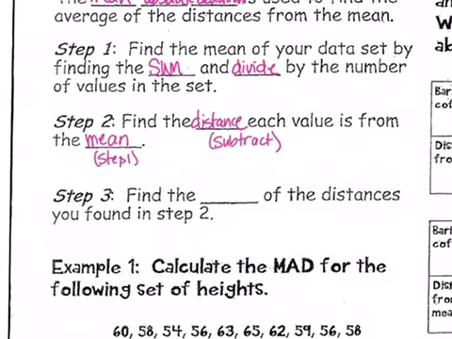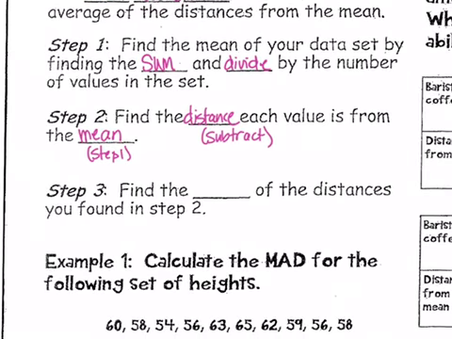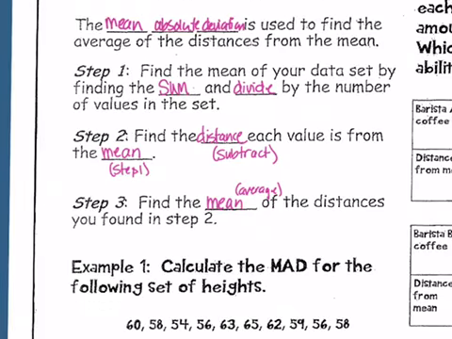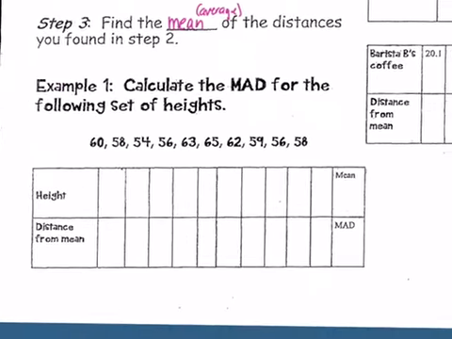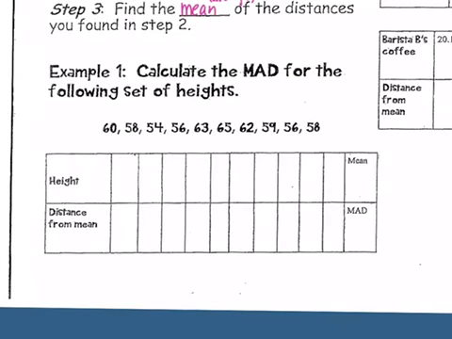Okay, then step 3, the last step, is we want to find the mean, or the average, of the distances we found in step 2. So step 2, we're going to be finding a little bit smaller numbers. Step 3, we're taking those smaller numbers and finding the average of them. So twice in this process, you find the average. So the first example, calculate the MAD for the following sets of heights.